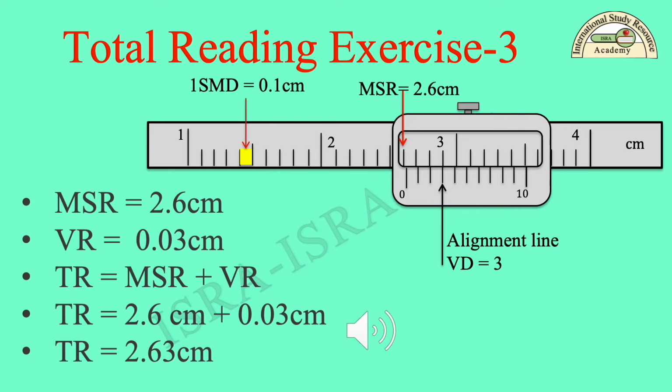VR is equal to 0.03 cm. TR is equal to MSR plus VR. TR is equal to 2.6 cm plus 0.03 cm. Therefore, final value of TR is equal to 2.63 cm.